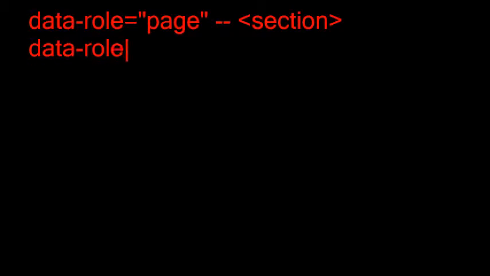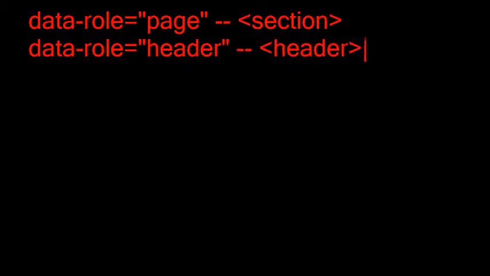So we're not going to use any more divs. They're going to be defined like this. So the very first div that we have of data role page, we're going to write like this, data role page. Now that one is going to be the section tag. Data role of header, this one's easy, is going to be header. I'm just going to write it this way: data role on the left and the HTML tag on the right.